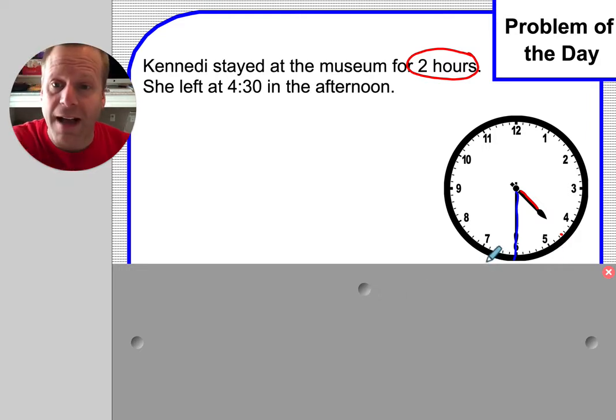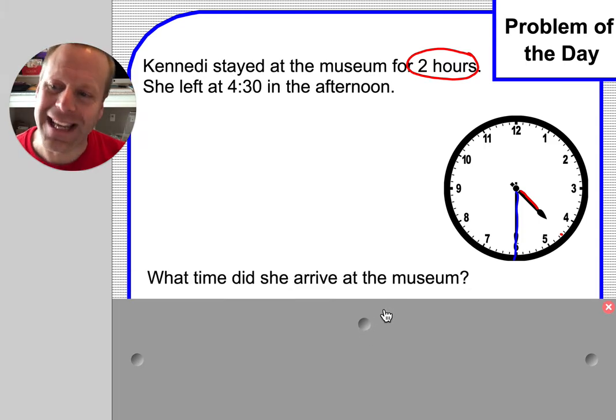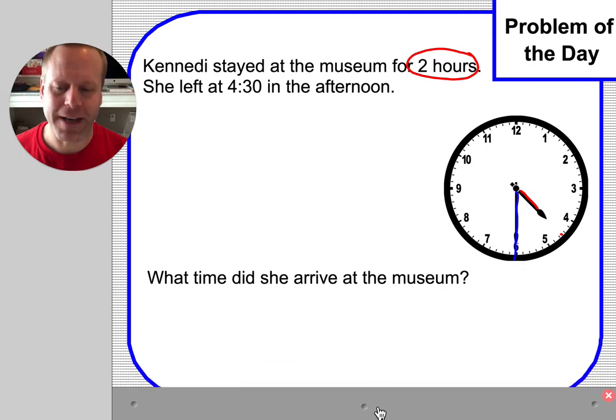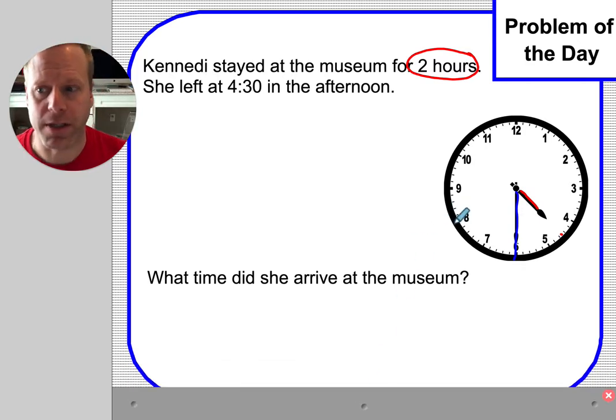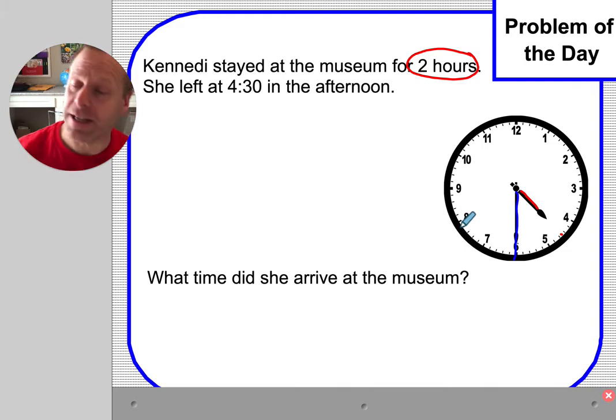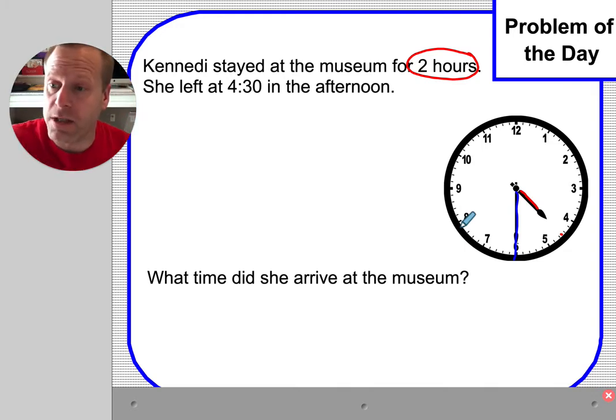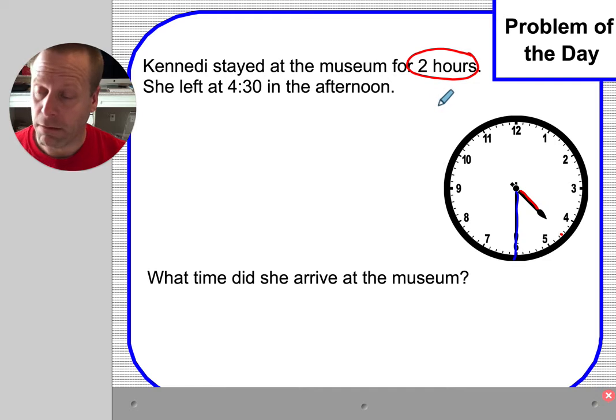Here's the question though. We know when she left. We know how long she stayed. When did she get there? Is the question. So you see why this is the problem of the day? Because you have to kind of think backwards on the clock. We're used to adding time, like we did just on the slide prior to this. We added 5 minutes. Now, though, we're not adding minutes. We're taking hours back. We're changing the hours.